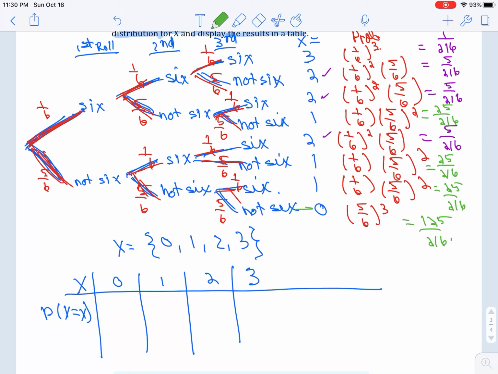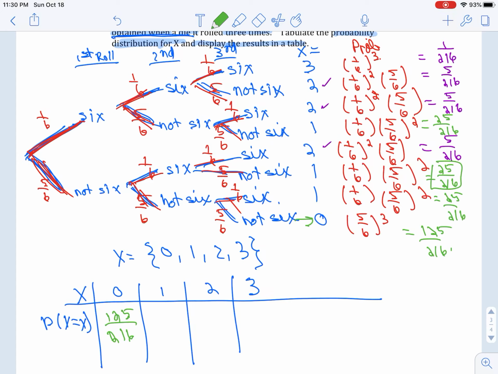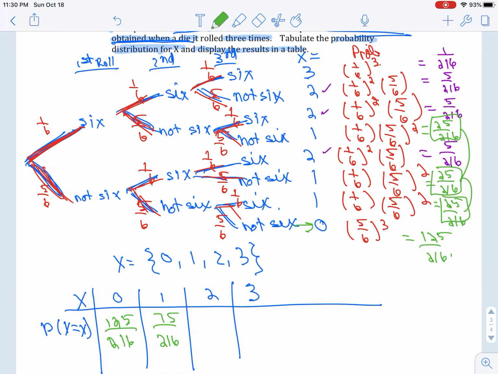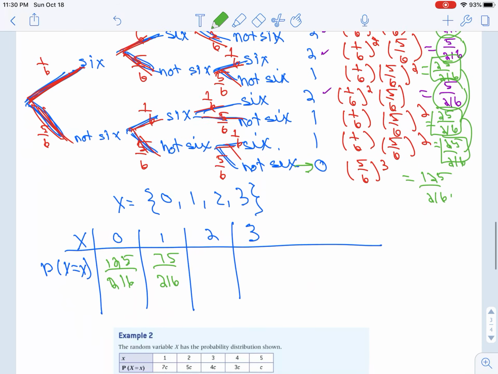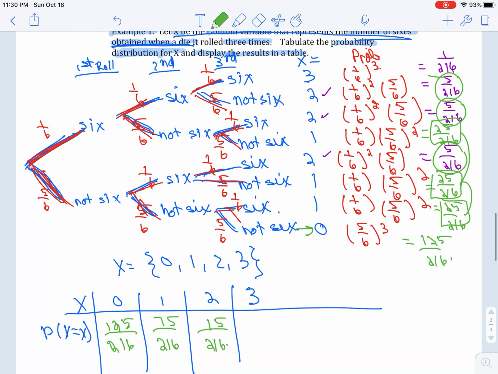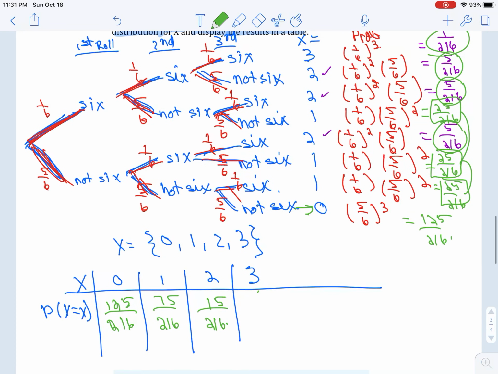So if I want the probability that x is 0, there's only one way that that can happen, and that is 125 over 216 of the time. To get a 1, though, there were 3 different ways to get a 1, here, here, and here. And notice I can add those up, and I end up with 75 over 216. If I want to get 2 sixes, you can see that there are several different ways to do that, here, here, and here. So those add up to 15 out of 216. And then the last one, there's only one way to get 3 6s, and that is 1 out of 216.